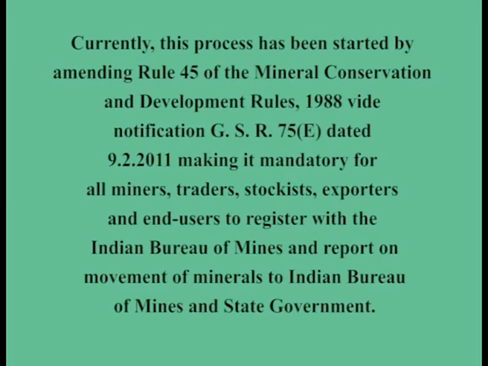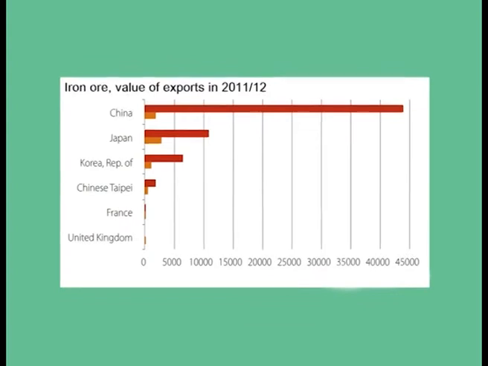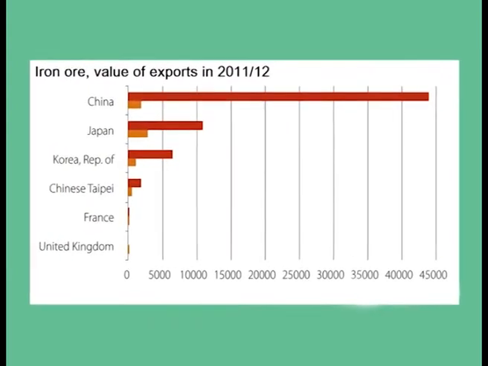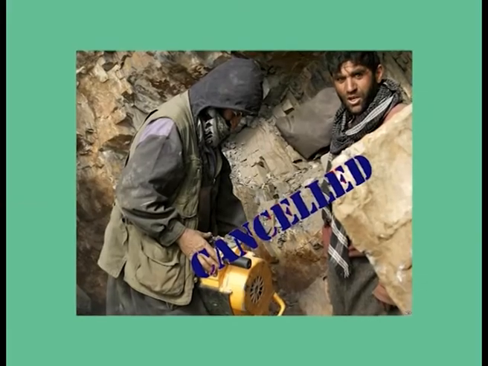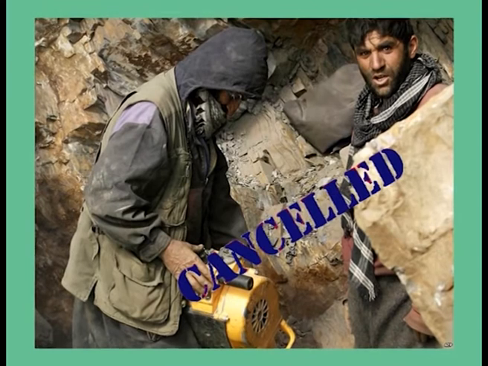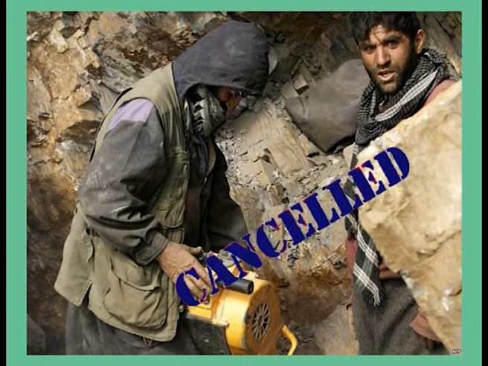Currently, this process has been started by amending Rule 45 of the Mineral Conservation and Development Rules 1988, vide Notification GSR 75E dated 9/2/2011, making it mandatory for all miners, traders, stockists, exporters, and end users to register with the Indian Bureau of Mines and report on movement of minerals to the Indian Bureau of Mines and state government. Such end-to-end accounting will reduce the scope for transportation of illegally mined minerals, including export of iron ore. Existing concessions would be cancelled for those persons convicted of illegal mining and debarred from future concessions.